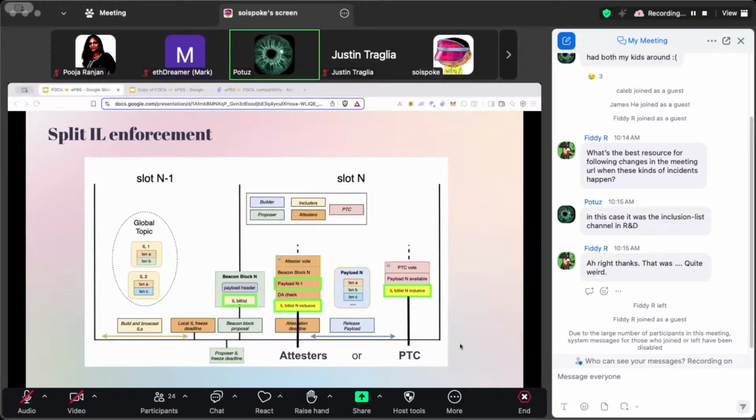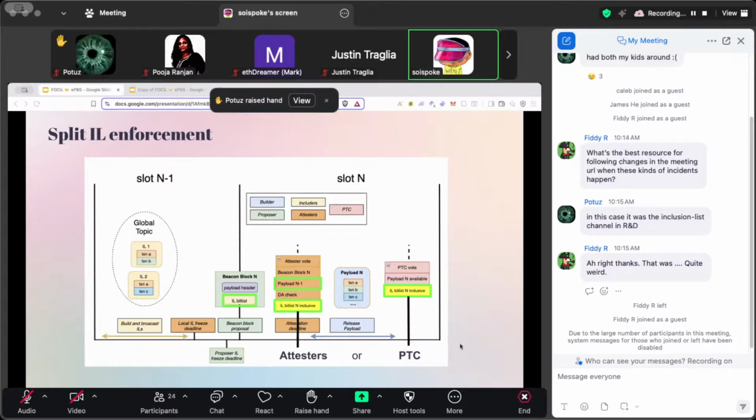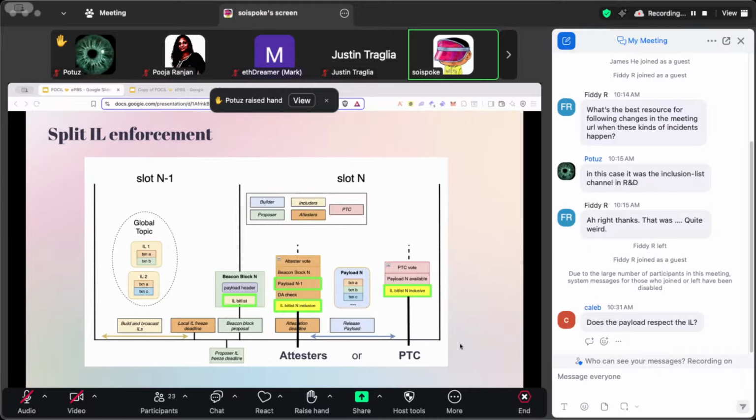Okay, I thought we were talking about a trade-off between enforcing it via the attesters at the next slot or the PTC of the current one. No, no. Again, that's why it's split. The full enforcement will always be done by the next slot attesters. What we are talking about, in terms of whether the PTC or the attesters of slot N should do it, is only the IL bit list inclusivity check, which is just a signal for the proposer. It doesn't actually change what the attesters of slot N will do on the next slot.